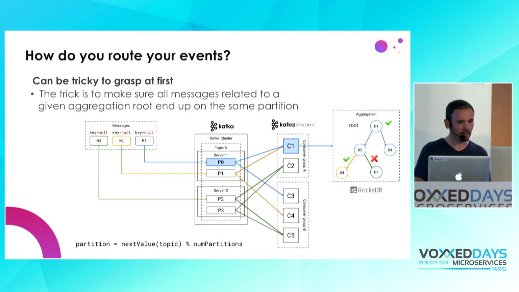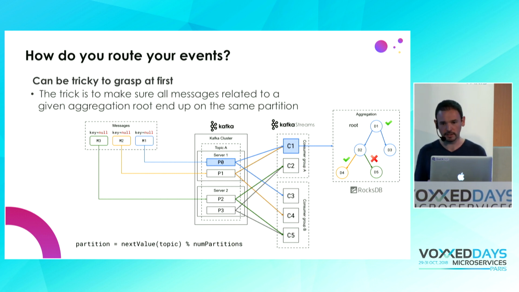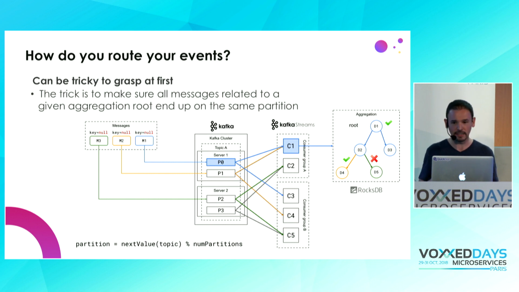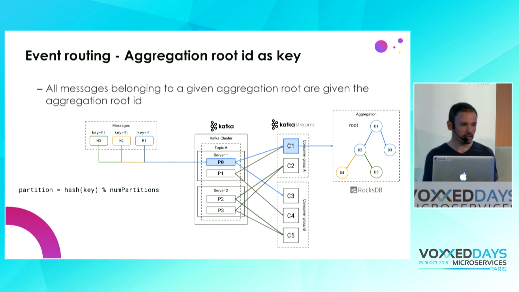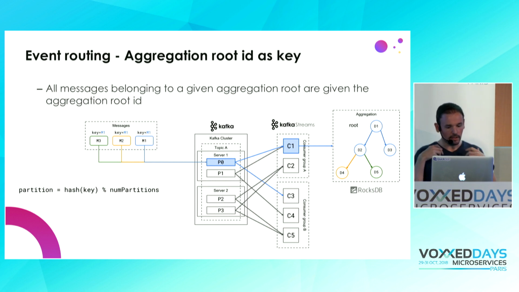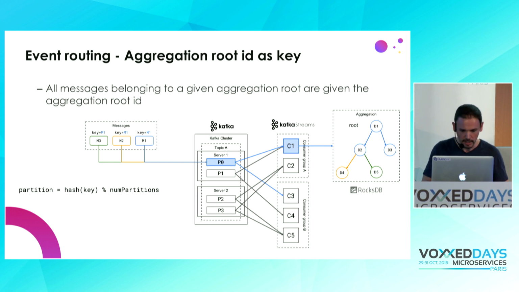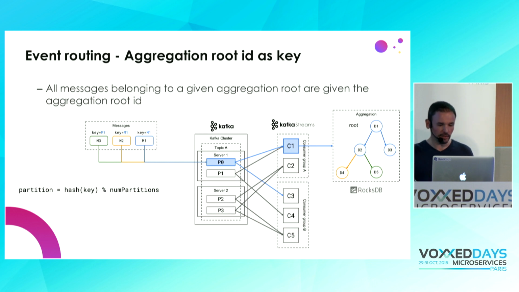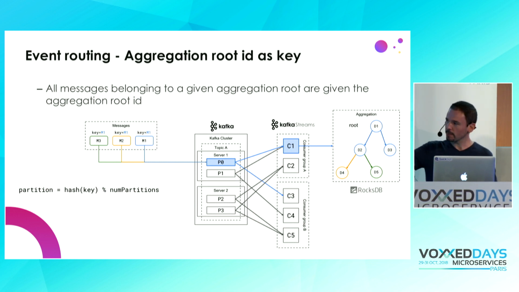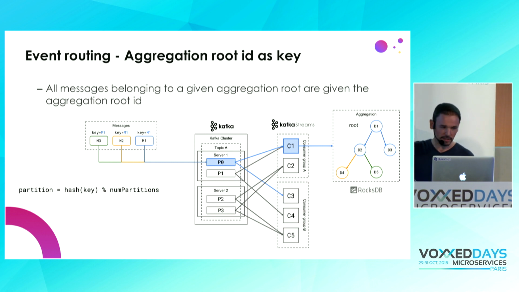So how do you make sure? This is the hardest thing to understand when you want to do CQRS-ES with Kafka: how do you route your events to the proper place? There are two main strategies. The first is to use the aggregation route ID as the key. When the M1 message arrives, you give it the M1 key. So it is routed to the P0 partition, the C1 consumer, and the blue object is created.